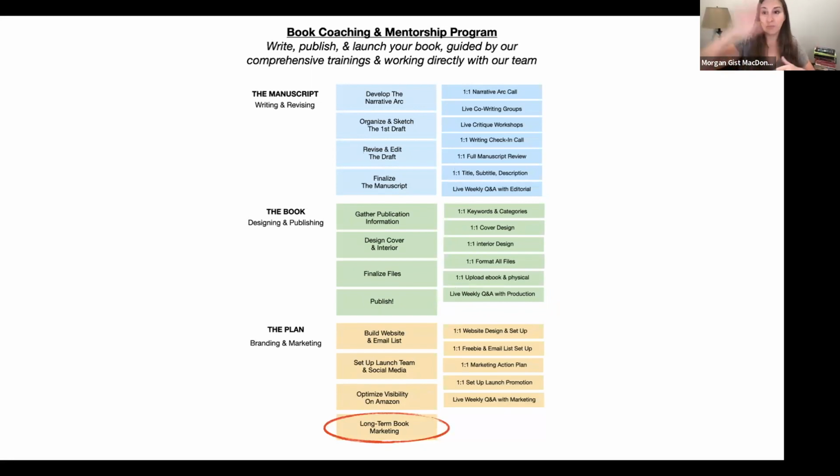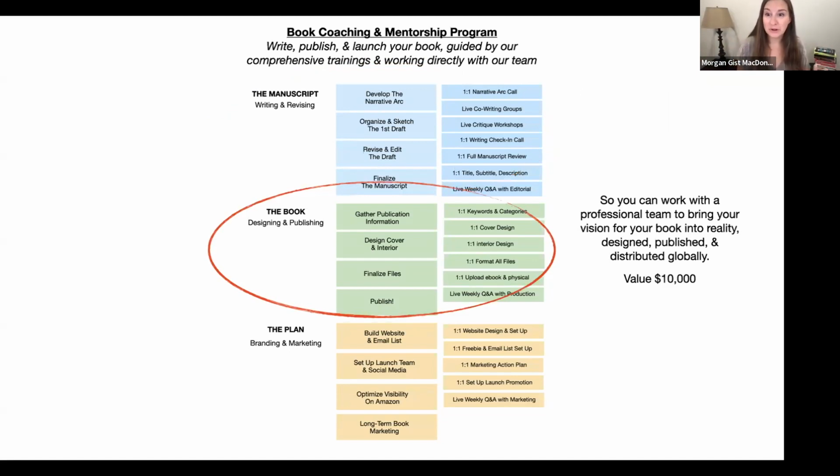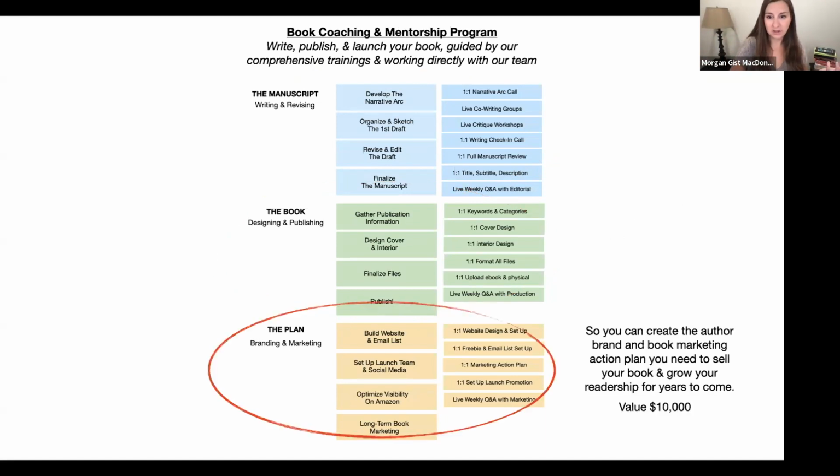And then long-term book marketing, we have all sorts of support for that. So in this one program, book coaching and mentorship, we're going to organize, write, and revise your book so that you're confident it's ready to be published. This alone would be a $10,000 value. Designing and publishing the book, you're working with our professional team to bring your vision for your book into reality. Designed, published, distributed globally, all the Amazon marketplaces, ebook, paperback, hardback, and we can load it up into IngramSpark if you want to go for bookstores as well. That's no problem. And that would be a $10,000 value, easy.